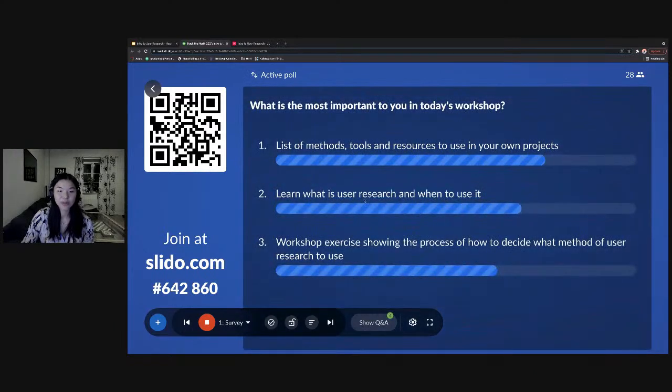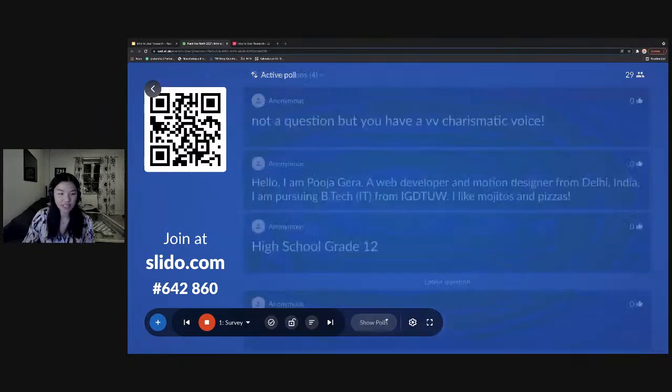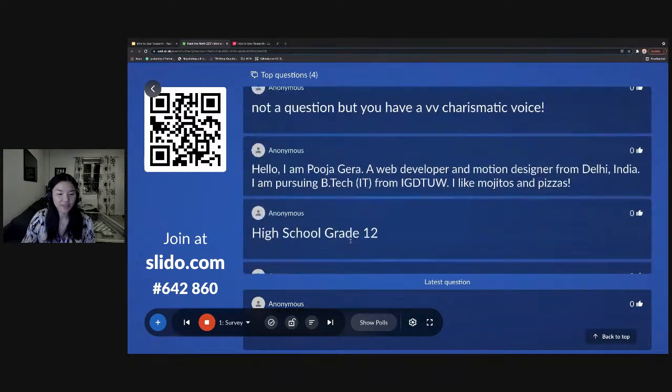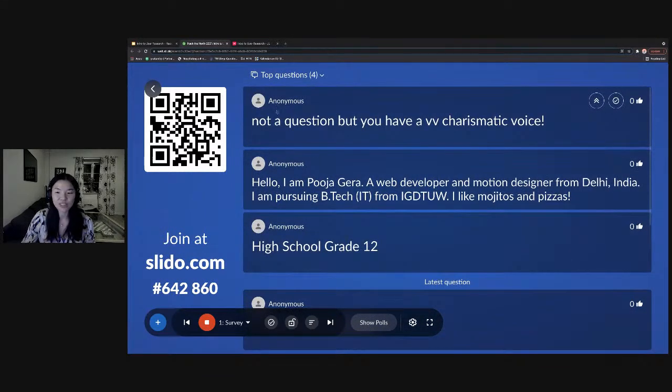What is the most important for everyone else today? We'll be covering all of these, but wanted to see what kind of ranks in terms of interest. So the list of methods, tools, what it is, and then, yeah, we will do a workshop exercise as well. So I will keep this slide open so you can see that there are some questions going on. Feel free to continue asking questions.